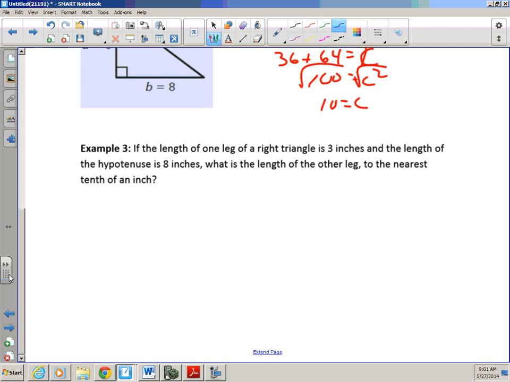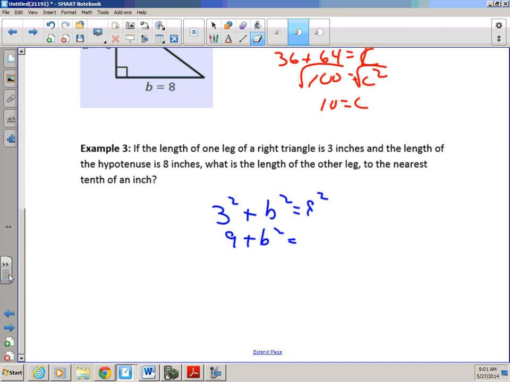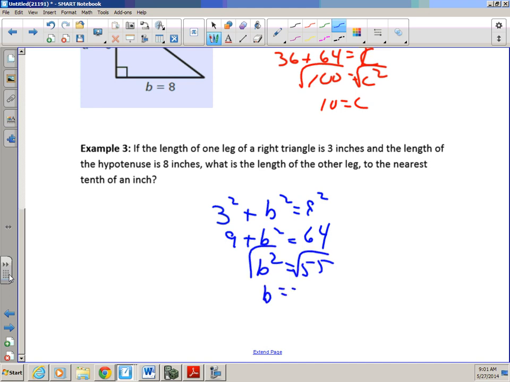Okay? The length of one leg is 3, and the length of the hypotenuse is 8. What is the length of the other leg? So 3 squared plus b squared equals 8 squared. 9 plus b squared equals 81. I'm sorry, I'm thinking of 9 squared. 64. There we go. B squared equals 55. So I take the square root, and b is 7.4 inches.